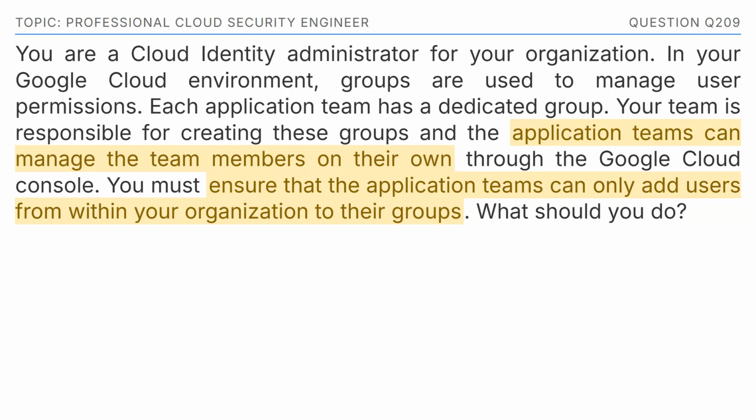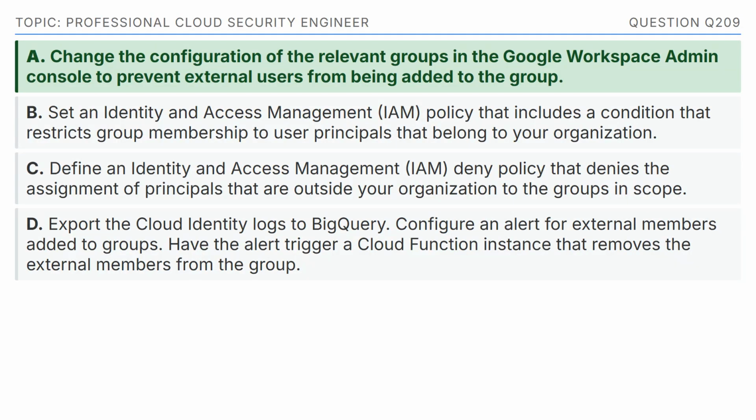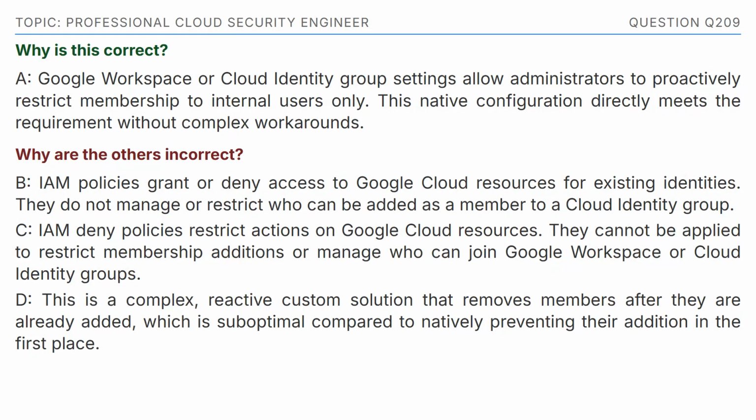To arrive at the correct answer, we focus on the keywords. Application teams can manage the team members on their own. Ensure that the application teams can only add users from within your organization to their groups. The correct answer is Option A. Change the configuration of the relevant groups in the Google Workspace Admin Console to prevent external users from being added to the group. Why is this correct? A. Google Workspace or Cloud Identity group settings allow administrators to proactively restrict membership to internal users only. This native configuration directly meets the requirement without complex workarounds.